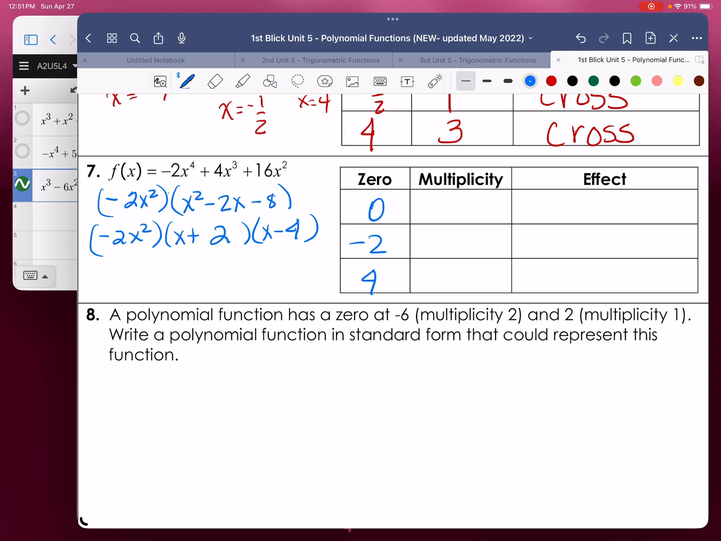Okay. So let's look at our multiplicities. Now our first one right here has a multiplicity of 2. This set right here just has a multiplicity of 1. There's only one of them, as does the second one. That multiplicity is 1. So what is going to happen at the 0 point with a multiplicity of 2? It's going to have a bounce. What's going to happen at the others? It's going to cross.